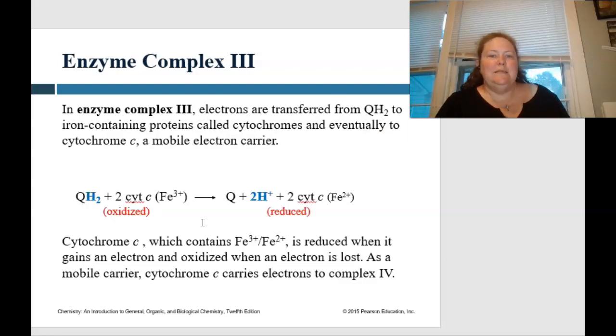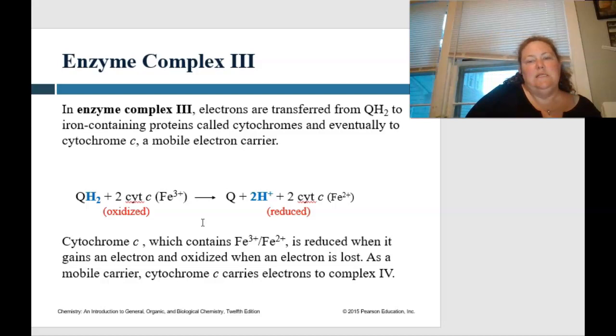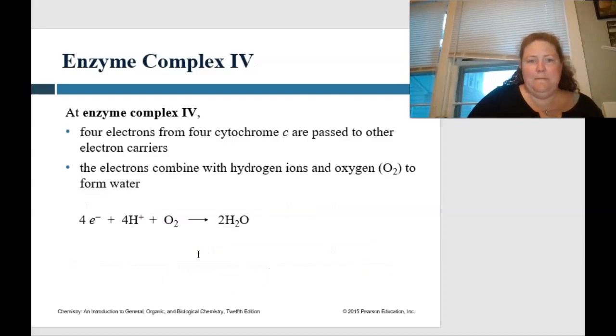Well, then we have complex 3. So in complex 3, the electrons are transferred from QH2 to the iron-containing proteins that are called cytochromes, and eventually to cytochrome C, which is a mobile electron carrier. You can see this here. Cytochrome C, and this contains iron 3 and iron 2, is reduced when it gains an electron, and it's oxidized when an electron is lost. As a mobile carrier, cytochrome C is going to carry those electrons on to complex 4. So this is like I said, the puddle jumper, right?